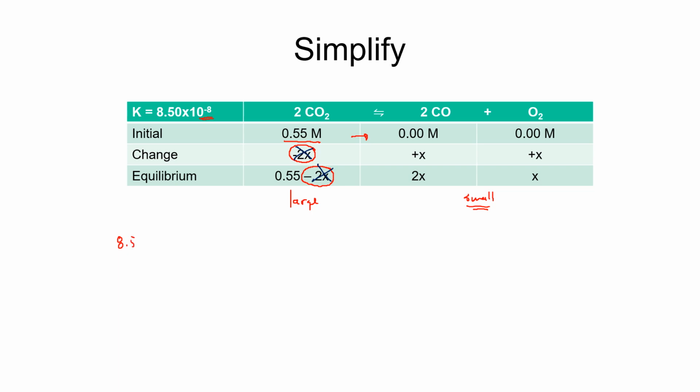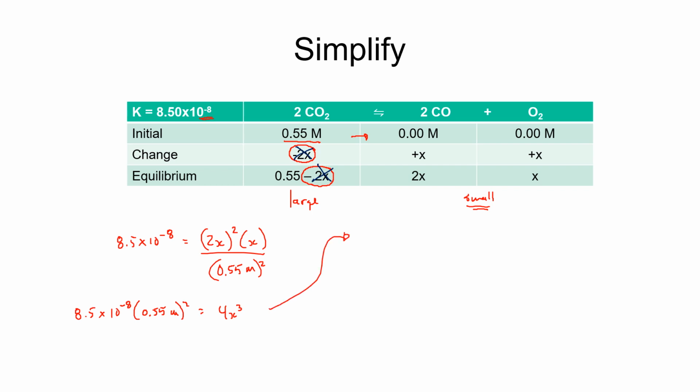You'll have 8.5 times 10 to the negative 8 for the constant, and on the right side we're going to have 2x squared times x, and for the left side we're just going to go with the 0.55 and leave out the minus 2x, which makes it a whole lot easier to solve. So to follow through, we will multiply the bottom by the other side, times 10 to the negative 8. We're going to multiply that by the 0.55. Oh, looks like I forgot my square. That should be a square. And if you multiply this together, it's going to be 4x cubed.